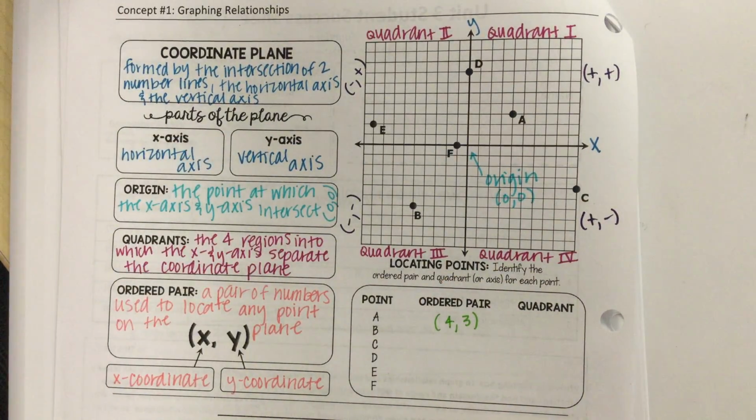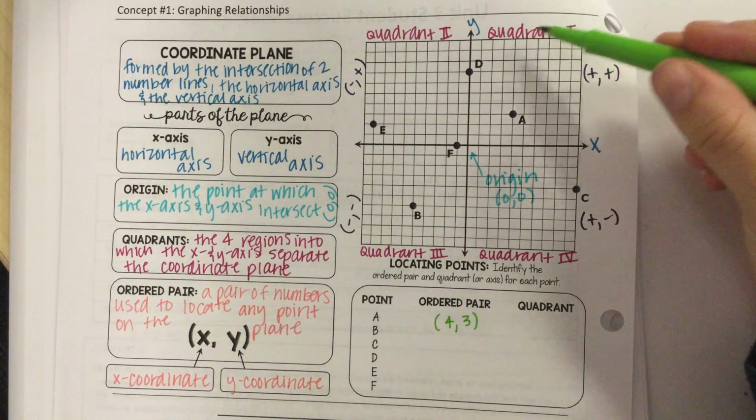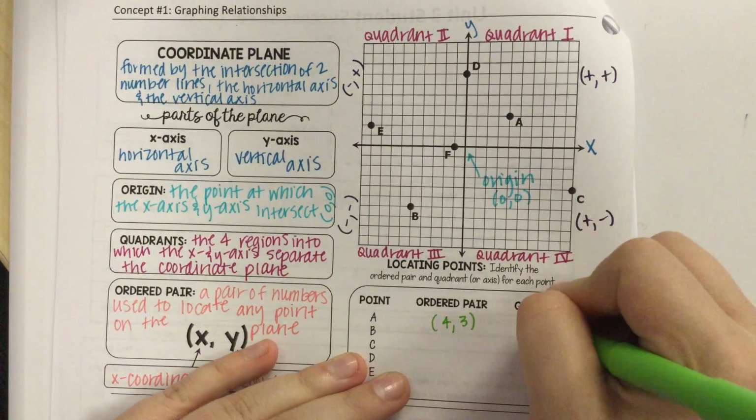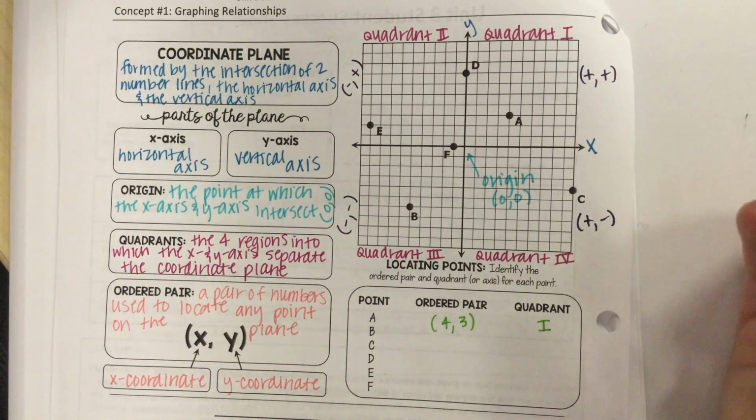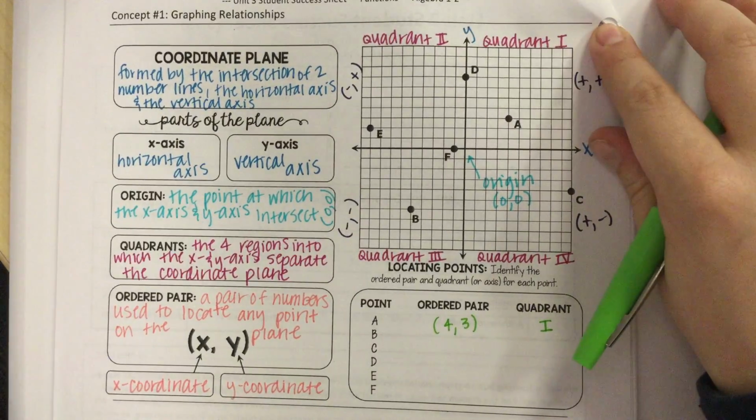What quadrant is that in? Well, it's in the top right one, and that's quadrant 1. Okay. Quadrant 1. Let's find B.